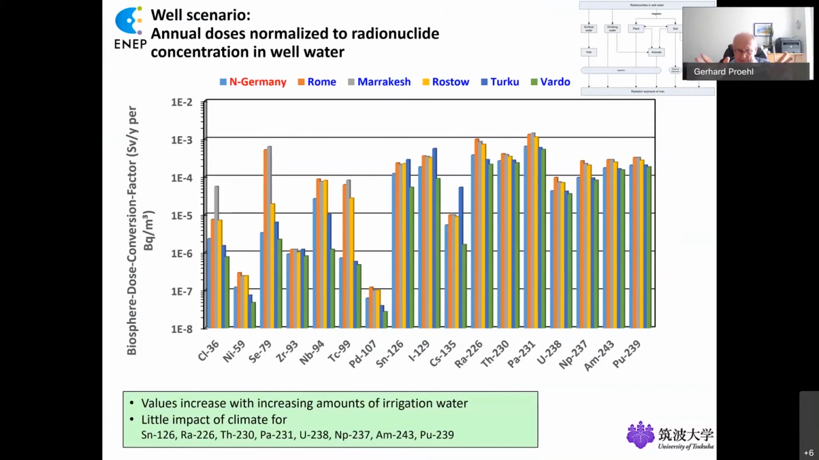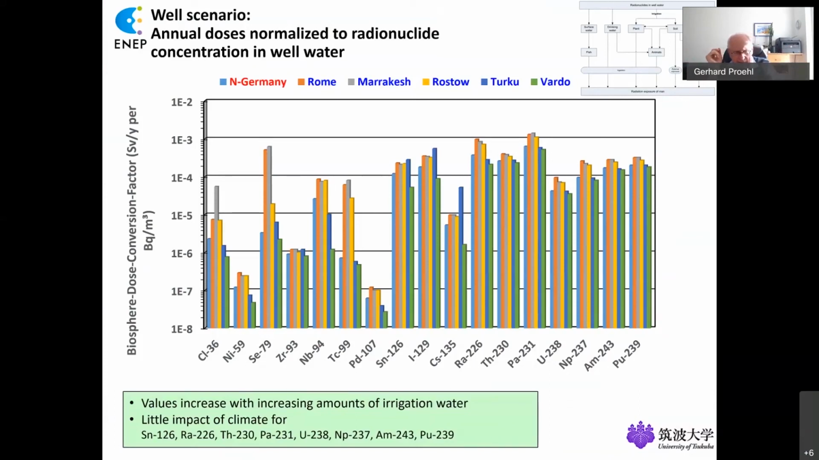In general, what you can see is that the values increase with increasing amount of irrigation water. This is obvious because if you have more irrigation water, the radionuclide input to the system is higher, and therefore you would also expect higher values. However, this is not always the case.